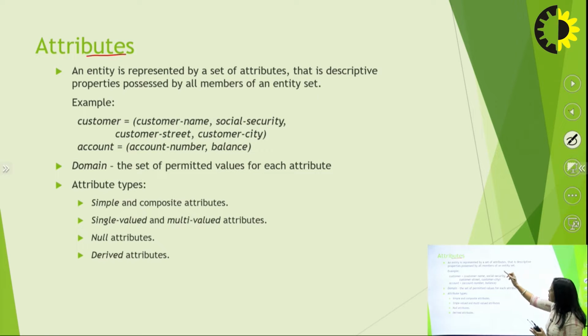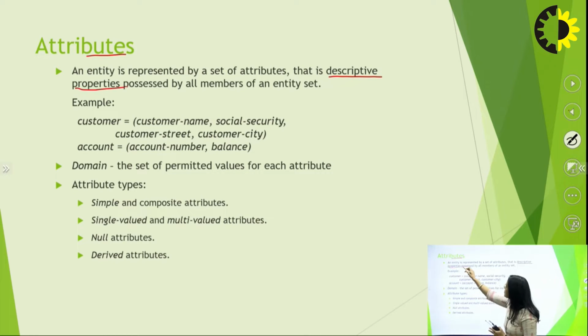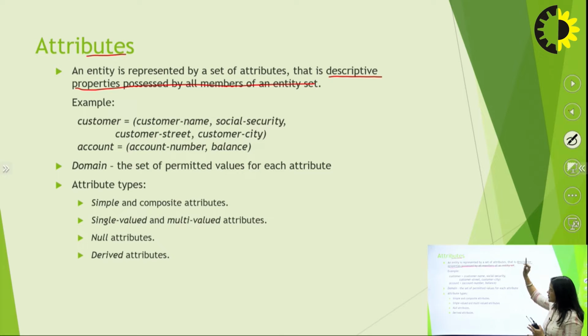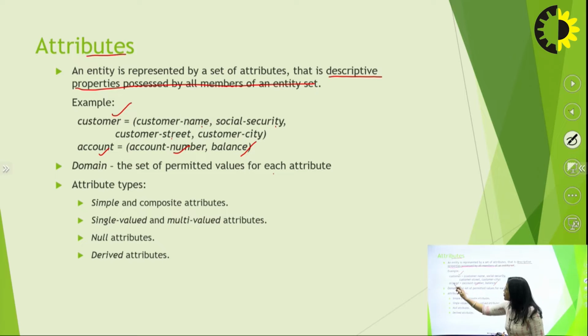The entity can be represented by a set of attributes, that is the descriptive properties possessed by all the members of an entity set. For example, a customer can have attributes like customer name, social security number, customer street, customer city, Aadhaar card, PAN card, etc. If an entity is an account, then what will be the attributes? Account number, balance and any others also, right? So this is what we mean by attributes.